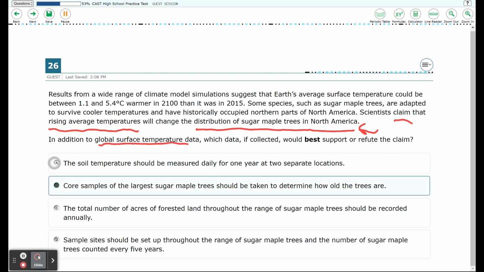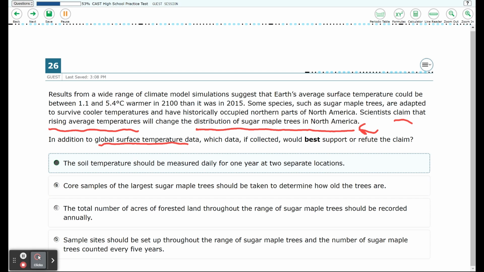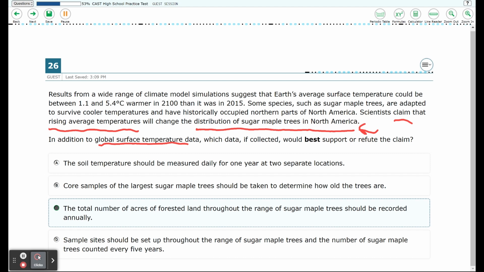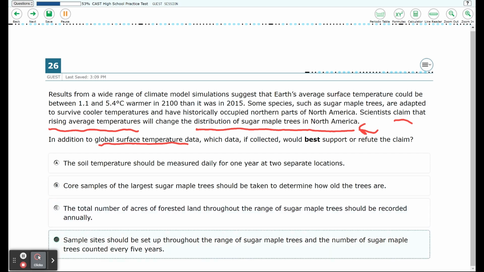We can see here that the soil temperature is not going to tell us the distribution of the trees. The core samples, to see how old they are, that's not going to tell us the distribution of the trees. The number of acres is kind of getting towards distribution, but it's still not where they are. It's just the total number. And here we see in D, sample sites should be set up throughout the range and the number of sugar maple trees counted every 5 years. That way we would know how many trees are in different places and if they're being distributed differently. So D would be your best answer.